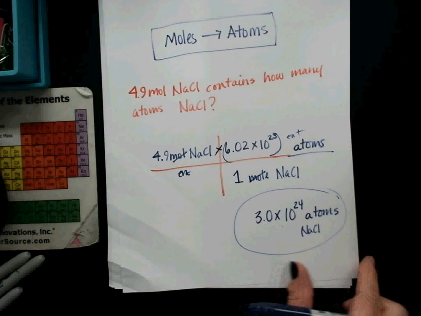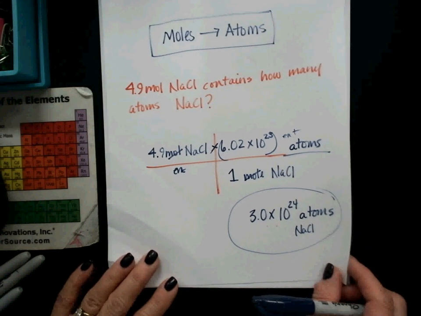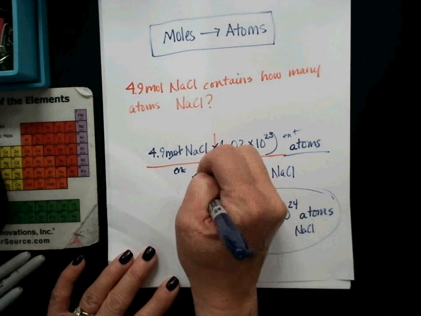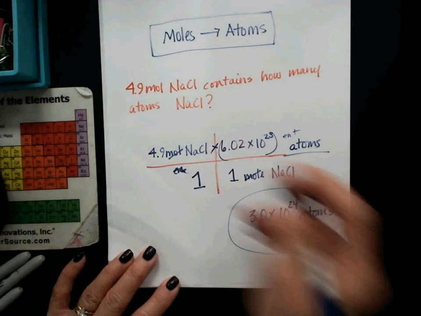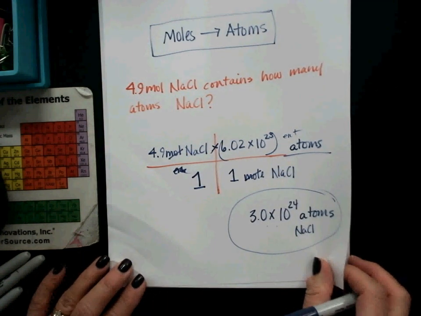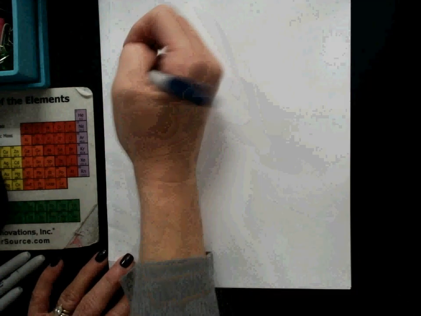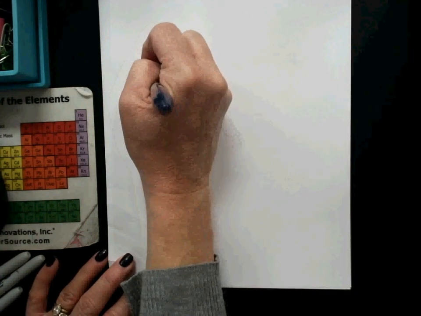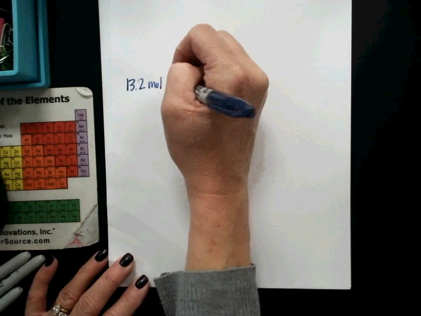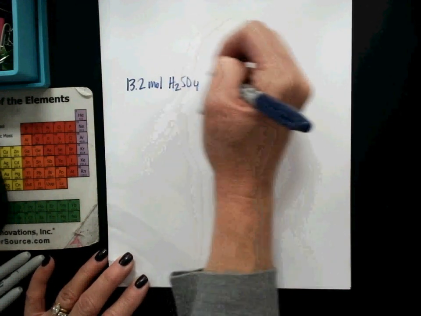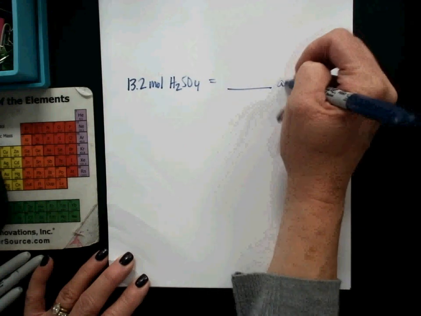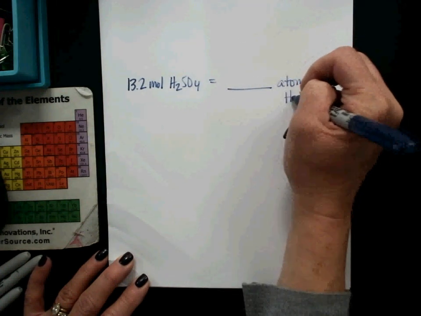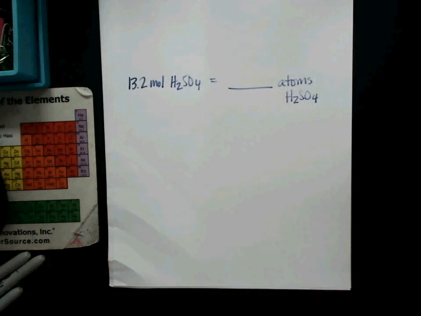Let's see if we can get through this one. I'm going to give you one of these to try, and then I'll show you the last type we're going to do today. And then what goes in the box is right under the 4.0. A 1. It's just over a 1. Sorry, I need to start writing that in. Okay, so let's try this one. 13.2 mole sulfuric acid equals how many atoms of sulfuric acid? So set it up. Do it. Stand up when you're done.